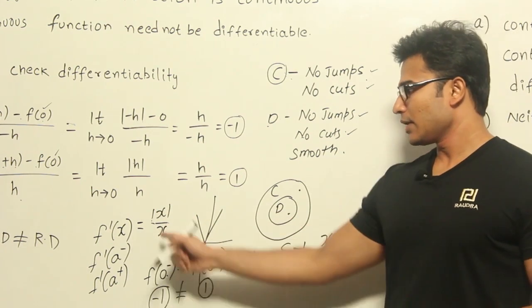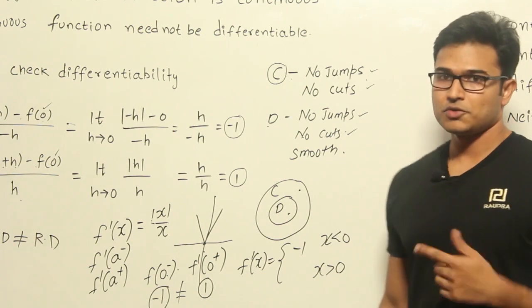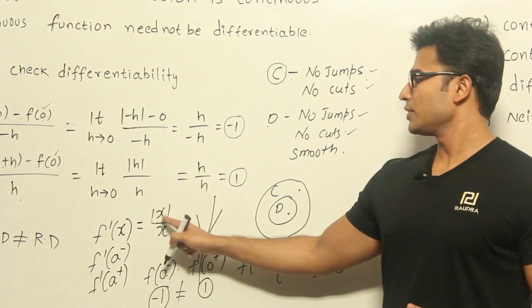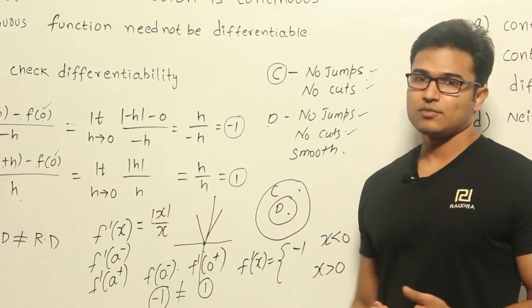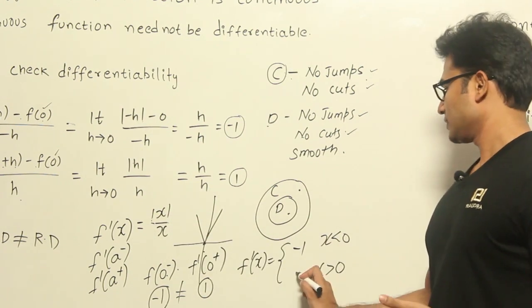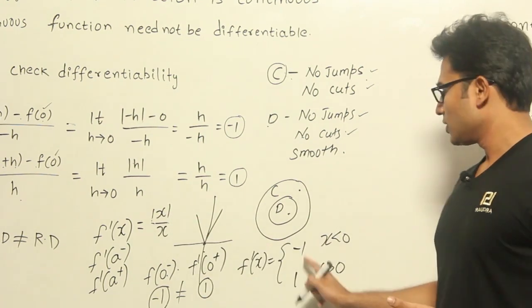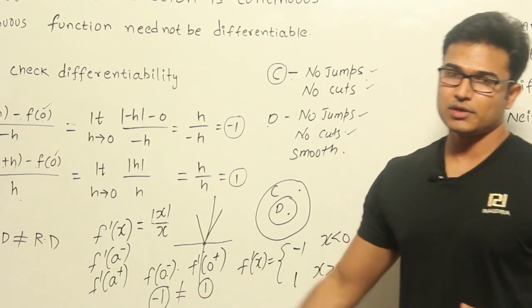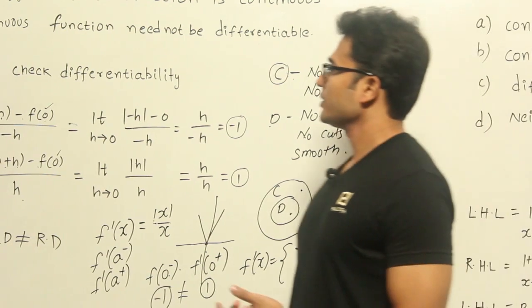Now what about the other side? If you substitute x a positive number, if you are going to put x equal to some positive, then mod x is going to be directly x. So in that case it is going to be 1, right? So even by this you can show that minus 1 and 1 are there, so not equal. So you can say that it is not differentiable.